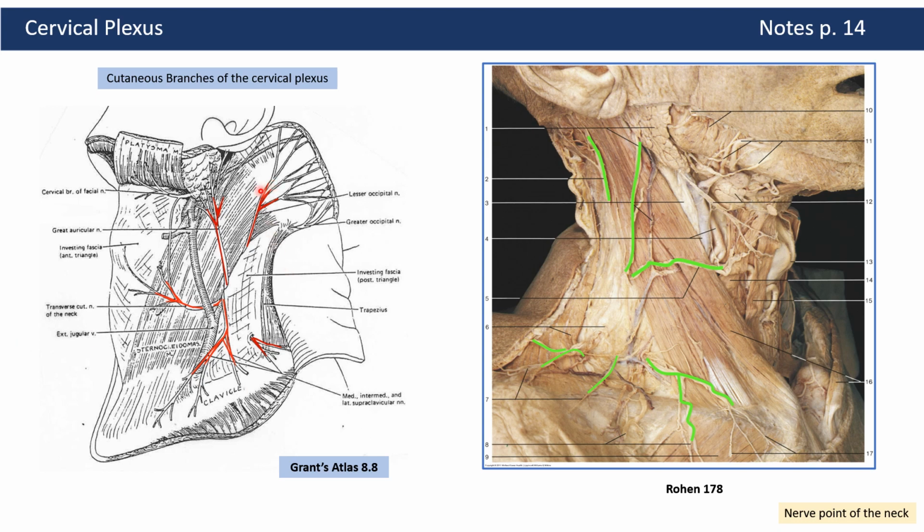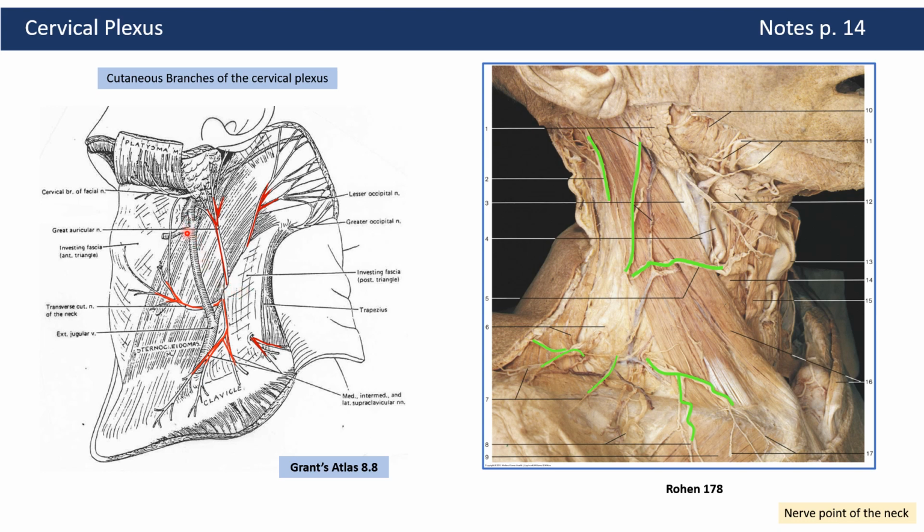So I'm showing you once again those cutaneous branches. They emerge at a point about midway along the posterior border of the sternocleidomastoid. So here's the sternocleidomastoid. That point is called the nerve point of the neck. So if there is a need to anesthetize the lateral portion of the neck, the injection of anesthesia at this posterior border will reach these cutaneous branches via the nerve point of the neck.